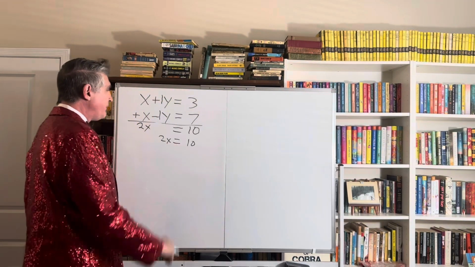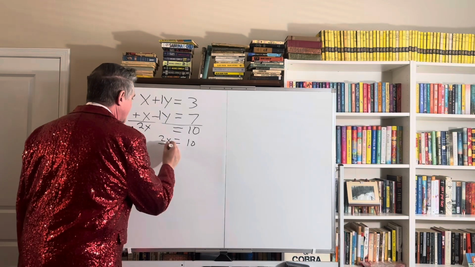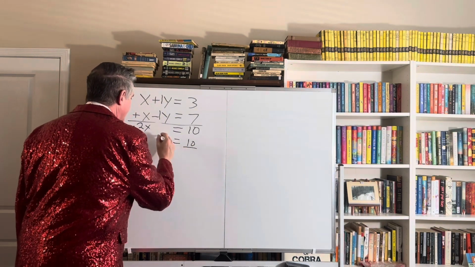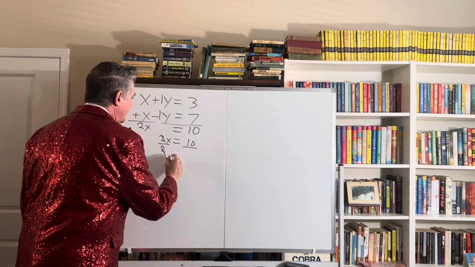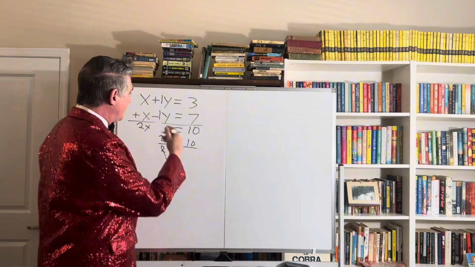Well, the 2 is being multiplied to the x, so right. Inverse operations to the rescue. We divide both sides by 2. That's going to give us the x on the left-hand side. And if I do it on the left-hand side, what do I got to do on the right-hand side? Same thing that I did on the left-hand side.